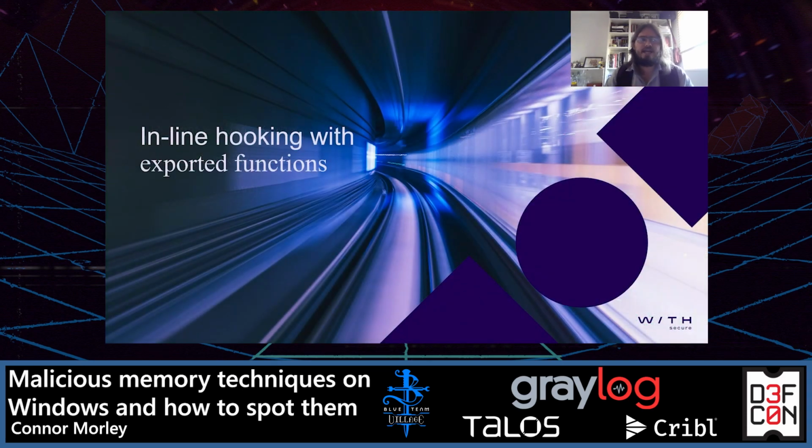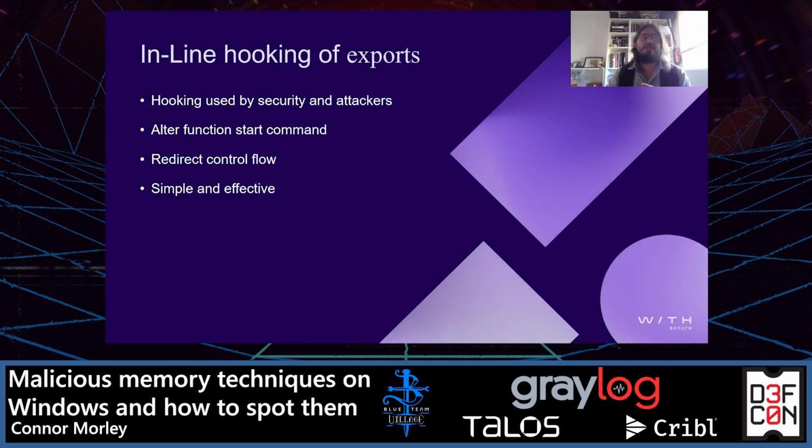So first of all, let's look at inline hooking for exported functions. Now, first of all, it's important to know what exactly I mean by hooking. Hooking is the alteration of a function's start opcodes in order to perform a secondary action. So imagine you call a function which, let's say, creates a file. Now, if you know where that function is located in memory, if you change the first set of commands to instead jump to a different function, that is what we would call hooking.